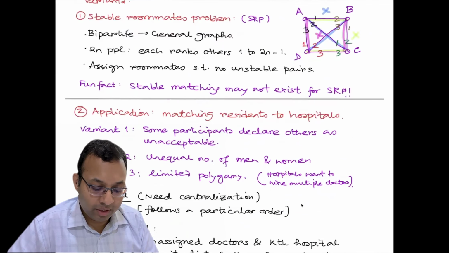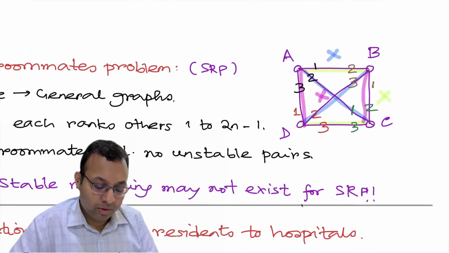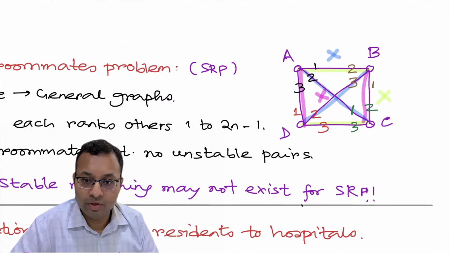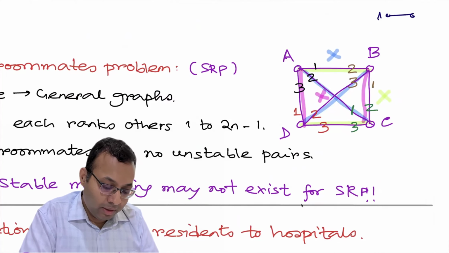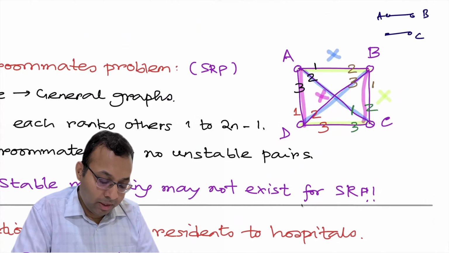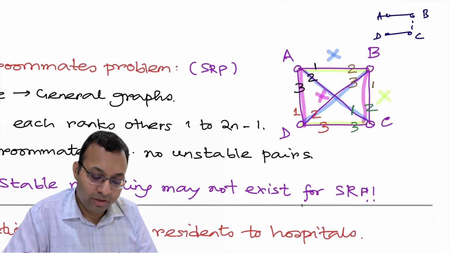One example is this case, A, B, C, D, and this numbering shows their preferences. Now let's say I have a pairing like A, B, and C, D. In this case, B prefers C, its first preference, over A, its current partner, and C prefers B over D, its current partner.